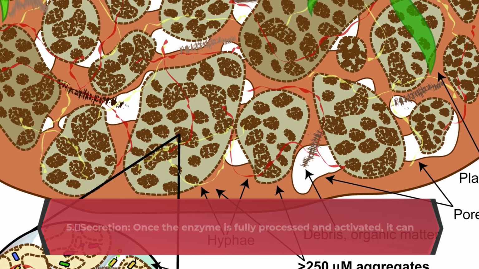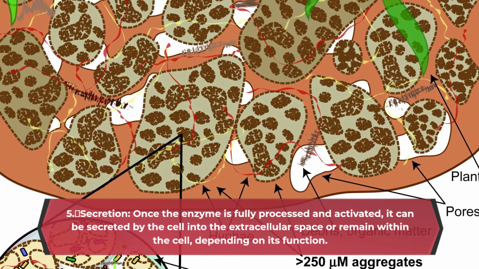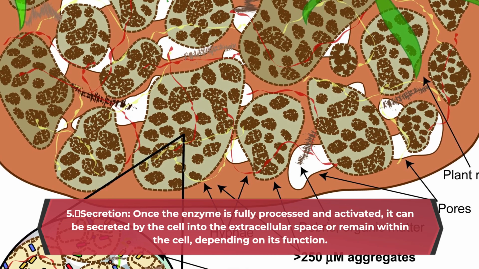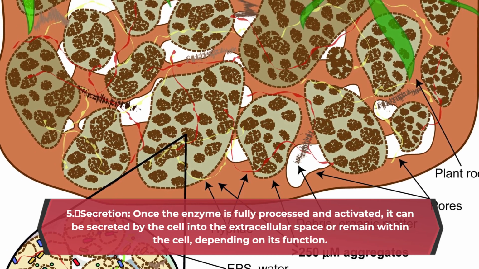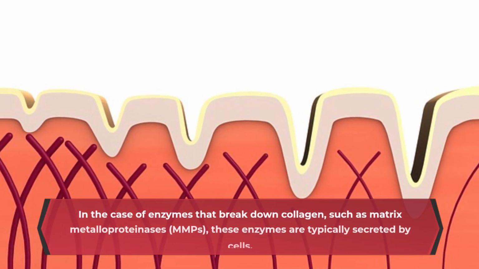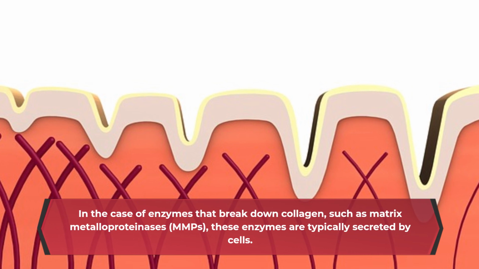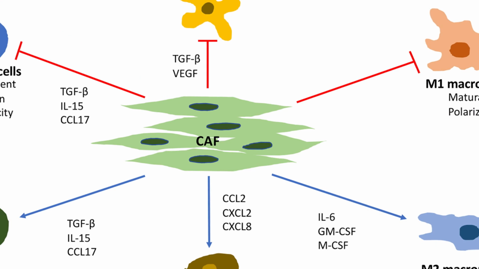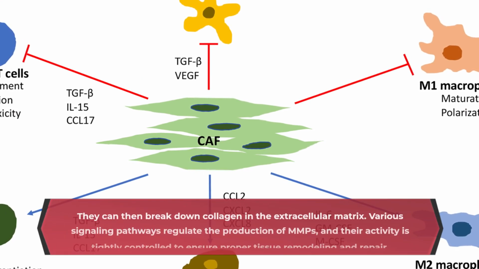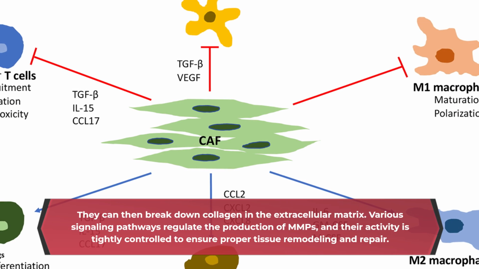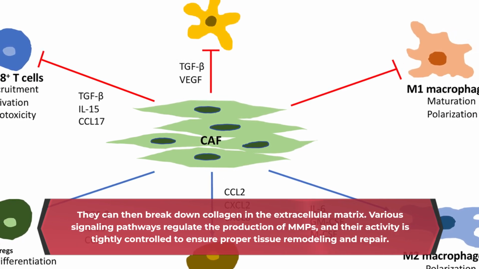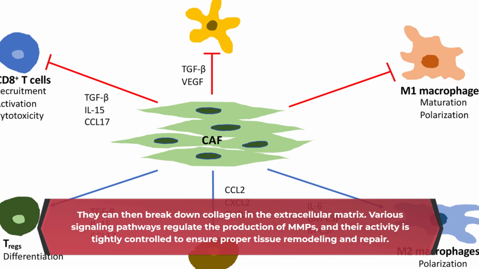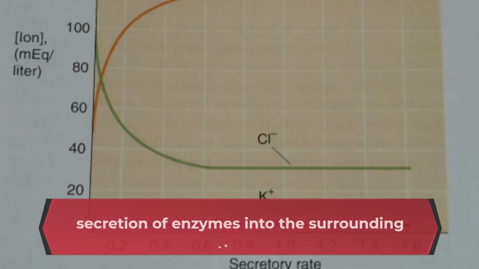5. Secretion. Once the enzyme is fully processed and activated, it can be secreted by the cell into the extracellular space or remain within the cell, depending on its function. In the case of enzymes that break down collagen, such as matrix metalloproteinases, MMPs, these enzymes are typically secreted by cells. They can then break down collagen in the extracellular matrix. Various signaling pathways regulate the production of MMPs, and their activity is tightly controlled to ensure proper tissue remodeling and repair. Secretion of enzymes into the surrounding tissue.